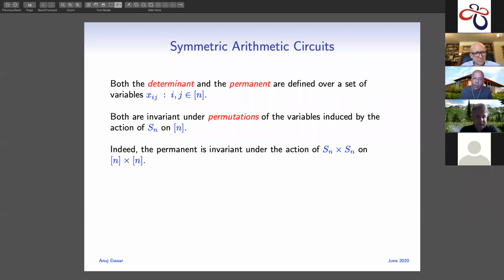In fact, for the permanent, you can relax this even further. You can allow independent permutations of the rows and columns, and you don't change the value of the permanent, right?